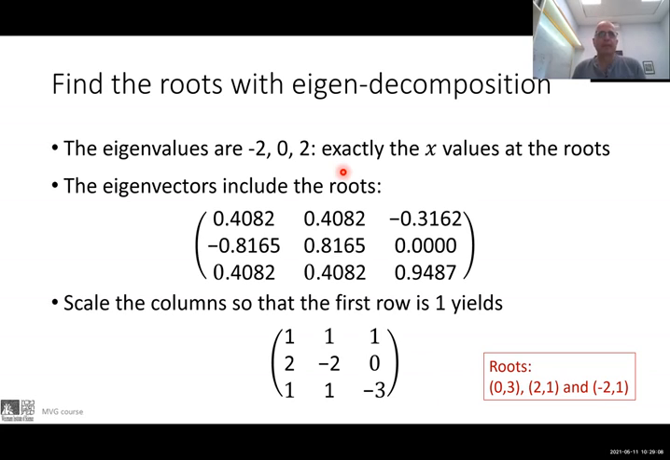The eigenvectors look a bit weird, but remember that the monomial basis was supposed to be 1, x, and y, right? So we need to scale the eigenvector such that the first coordinate is 1. Once we do that, we get 1, x, y. So (2, 1) is one root, (-2, 1) is the second root, and (0, -3) is the third root. That's a solution to the problem.